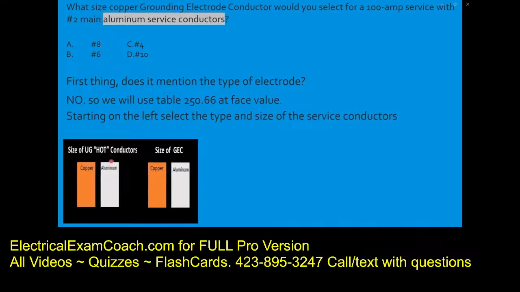We go down to where our conductor falls, then we have to be careful. It wants a copper GEC, which is very common. Main service hots, and then use a copper grounding electrode conductor. So then we come over to the right, being sure to be in the copper column, and we're going to make our proper selection. And we select A.